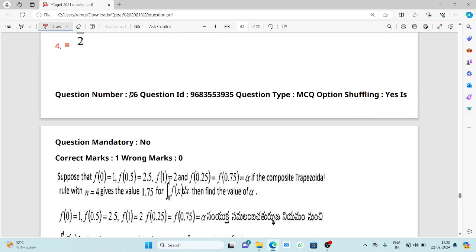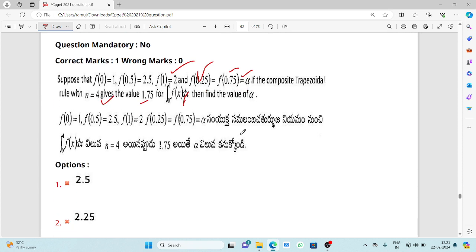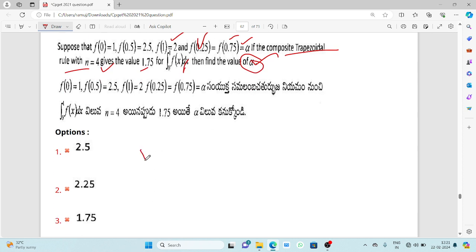The 86th question: suppose that f of 0 is equal to 1, f of 0.5 is equal to 2.5, f of 1 is equal to 2, and f of 0.25 and f of 0.75 are alpha. The composite trapezoidal rule with n equal to 4 gives the value 1.75 for the integral from 0 to 1 of f(x) dx. Find the value of alpha. For this, I will give the idea. We know the trapezoidal rule formula; you just apply that and you definitely get the direct value.